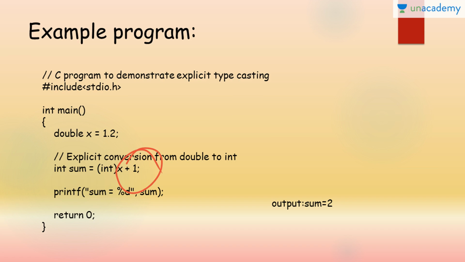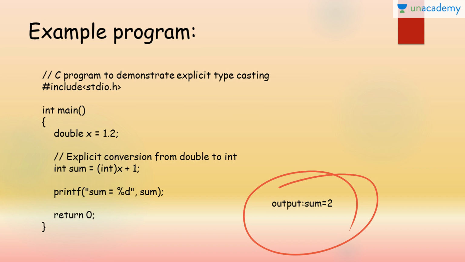x we have already declared as double, so forcefully we have to convert from double to int. Though double has a higher order in the order of data types, since we have specified here, we have to convert from double to int. So the final value we'll be obtaining will be an integer. So 1.2 plus 1 is 2.2, but since we are converting into integer, we will obtain only the whole number as the answer. So instead of 2.2, the answer will be only 2.